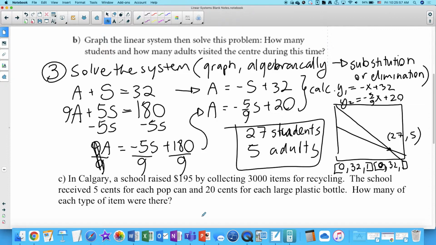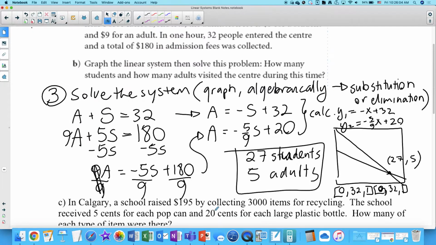Okay, well, step 1, define variables. What are we trying to find here? What do we want to know?